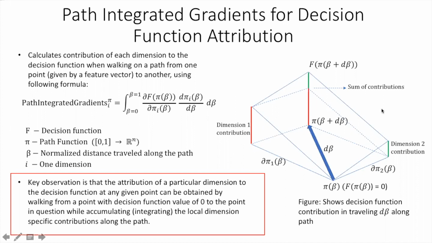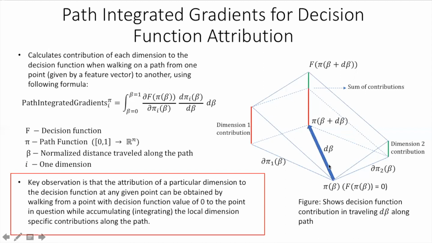Here we show an incremental path element d beta, along which we are traveling, shown here. Assume the decision function at the beginning of the path element is 0. At the end of the path element, it is f of pi of beta plus d beta. If we just travel along the dimension 1 projection of the path, d pi 1 beta, we see a contribution to f amounting to what is shown in red. If we just travel along the dimension 2 projection, the contribution is what is shown in green. The total value can be seen as the sum of the contributions of the two dimensions 1 and 2.